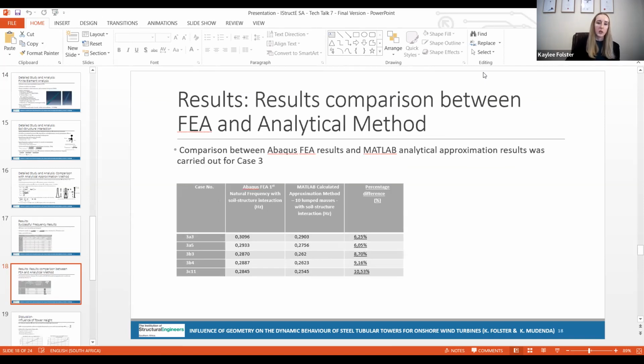Okay, and then because we used the two different methods, the finite element analysis in Abaqus and then that MATLAB analytical method, what we did was compare the results of the two different methods. And we obtained percentage differences between about 6.25 and 10.53%. So the results were fairly close.